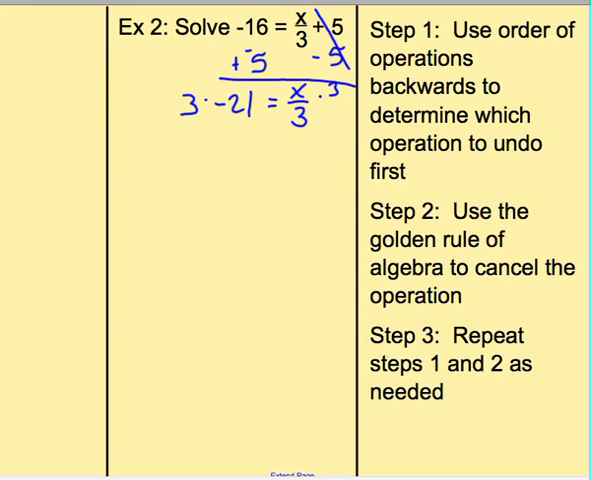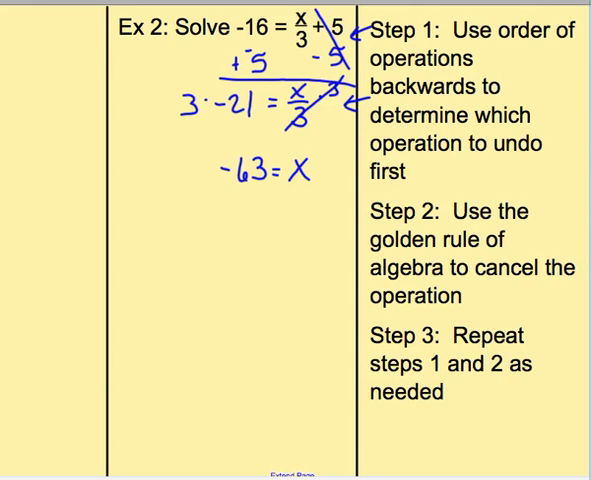So when you are trying to isolate that variable, you don't ever actually perform the operation. You use it to cancel something. So looking at my first step right here, I used the subtraction to cancel the addition. Well here, I'm going to use the multiplication to cancel my division. I'm not actually multiplying anything, I'm just using it to cancel. So that isolates my x, which is what I want. And then on the left-hand side, 3 times negative 21 gives me negative 63.